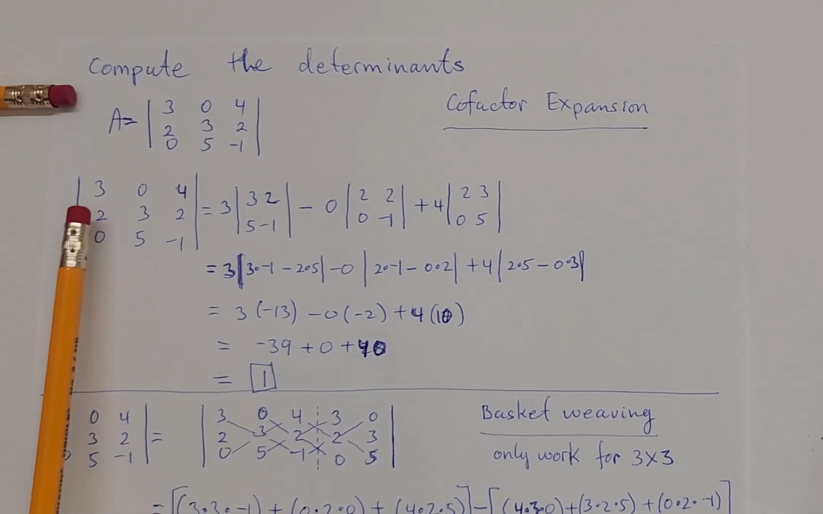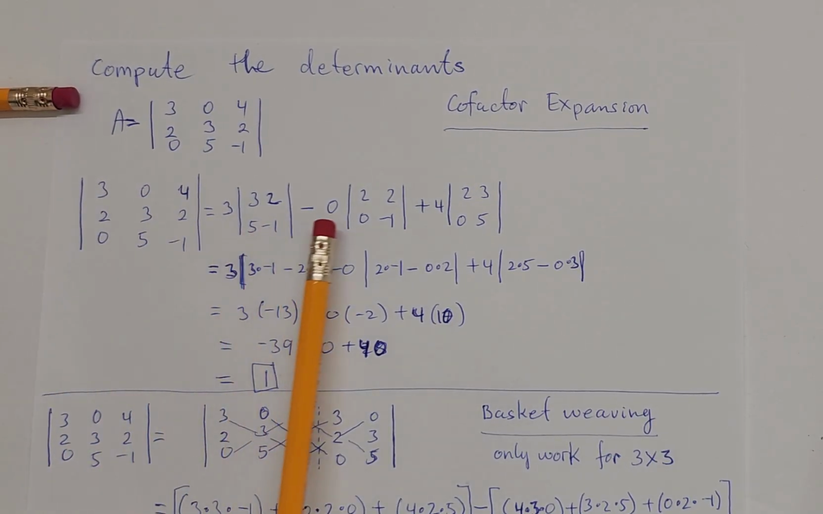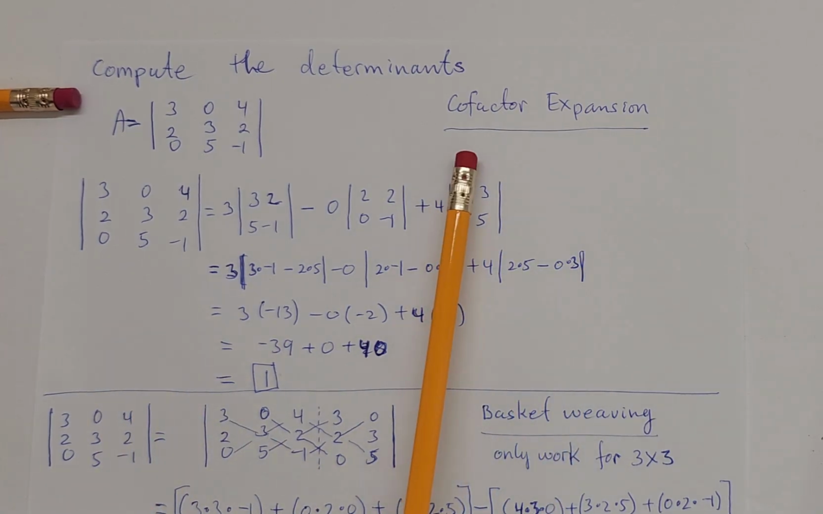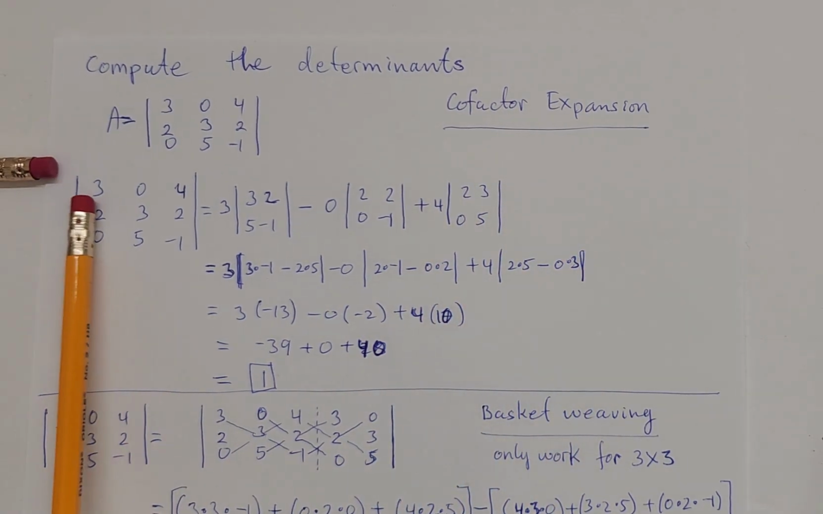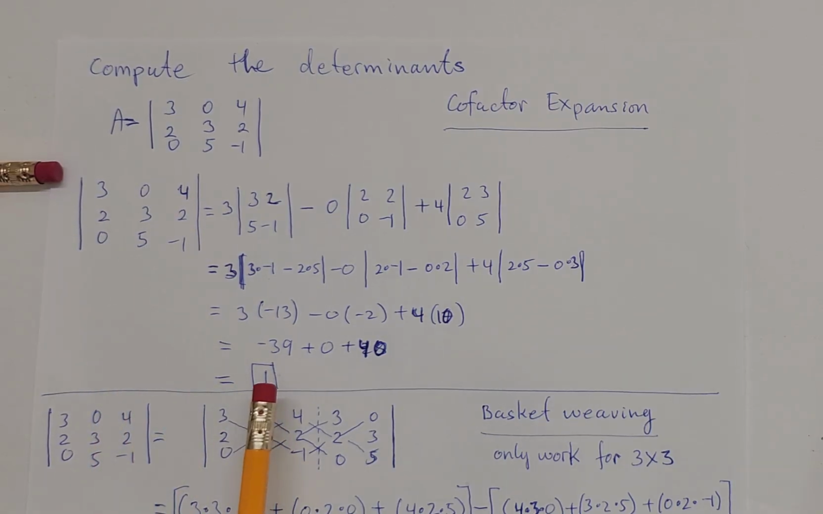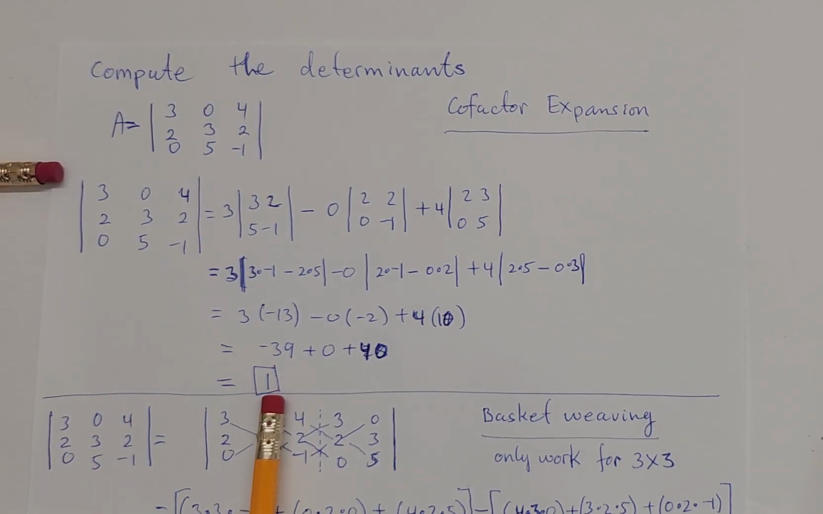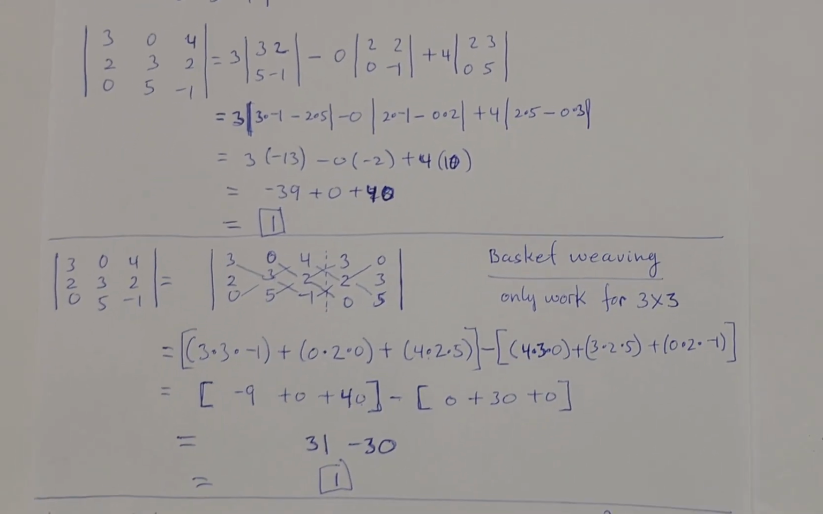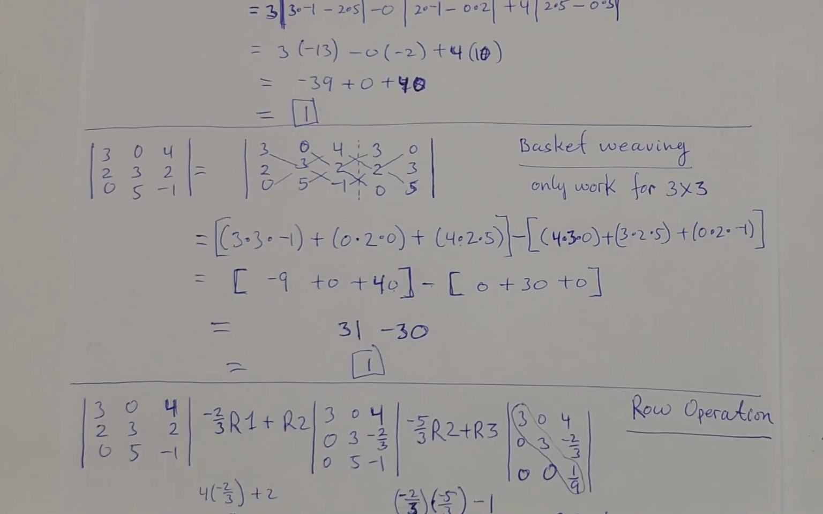I purposely do the first row so you get the idea of cofactor expansion. With cofactor expansion, you can do any row or any column, and the result will be the same answer. Okay, so this is called the cofactor expansion method. The next method is called basket weaving.